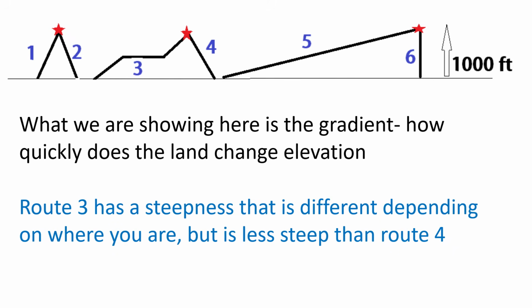Now, route 3, if I walk up this way to get to the top, well, my gradient, my steepness changes. It's steep here. It's kind of flat right there, and then it's steep there again. So my gradient changes. The steepness of the land changes as I walk along that path. But 4 versus 3. Well, we wind up at the same point, but 4 does it on a very steep path, whereas 3 has some changes in its gradient.